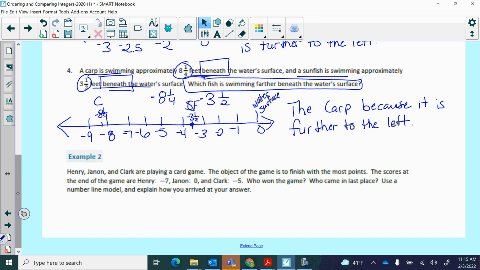Okay, on this one, Henry, Janet, and Clark are playing a card game. The object of the game is to finish with the most points. The scores at the end of the game are Henry at -7, Janet at 4, and Clark at -5. Who won the game? There's one question. Who came in last place? There's a second question. Use a number line model and explain. So there's actually 4 pieces to this, aren't there?